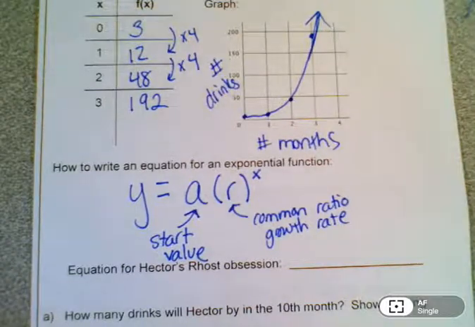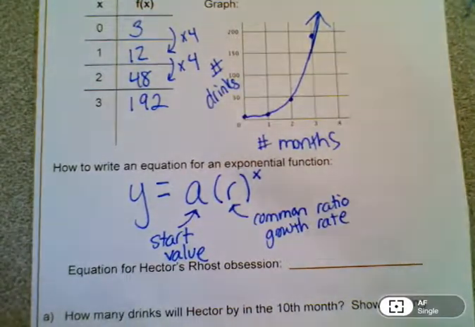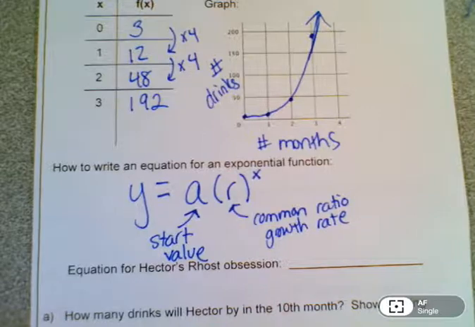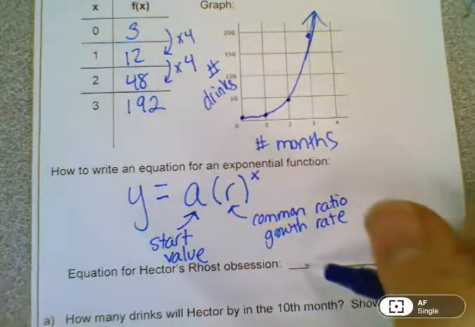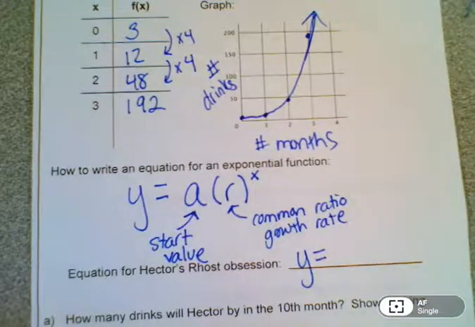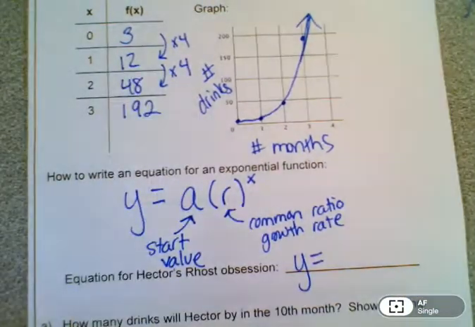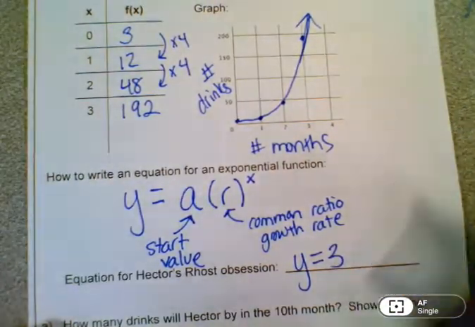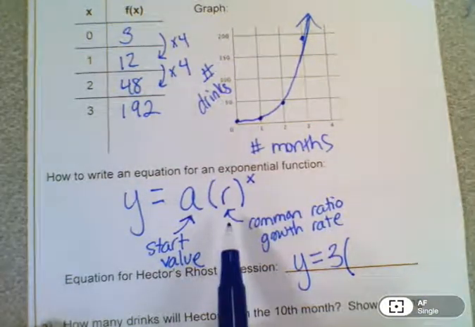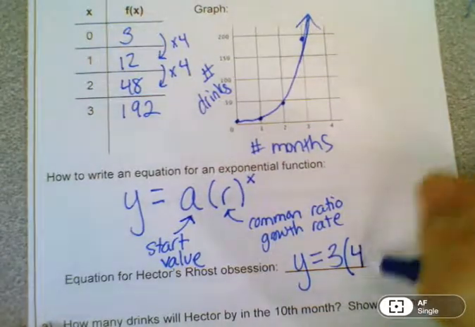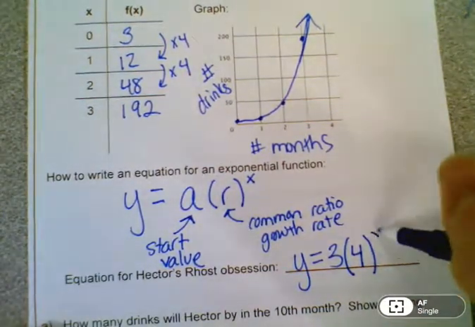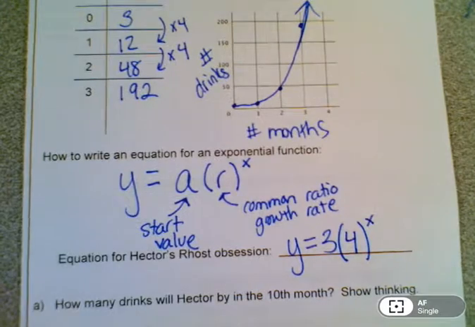So I'd like you to try, even though we haven't done any examples like this, to write an equation for Hector's Roast obsession. So pause, see if you can write the equation, and then when you're ready, continue the video to see if you got it right. So Hector's start value was 3 because this month he had 3, times our common ratio or our growth rate, which in this case is 4. So it's times 4 every month. And then x is our exponent. So this is what your equation would look like.